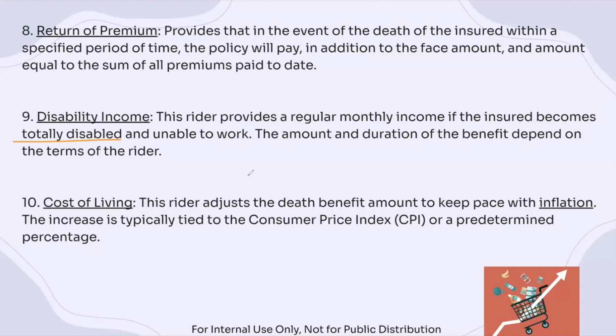So even if I work with a client and we decide on a $1 million face value policy, well, in 50 years, that might not be worth much. But the cost of living rider constantly adjusts the death benefit to keep pace with inflation. So your death benefit might actually increase year to year because of inflation. And it's calculated through the CPI, which is more of an economics thing, the consumer price index, or some predetermined percentage.